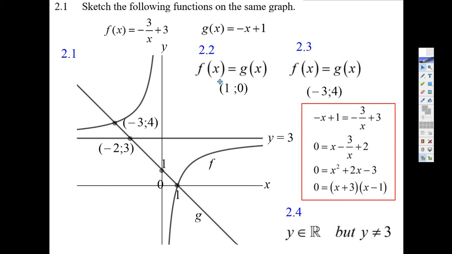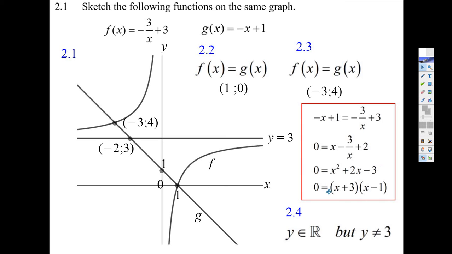What you do is you take f, which is minus 3 over x plus 3, and you let it equal minus x plus 1. Let the two functions equal each other. We could take away 1 from 3, and we'd get 2. We could add x to both sides, and that would give us x minus 3 over x plus 2. Now multiply both sides of the equation by x. X times x is x squared. Minus 3 over x times x, the x's cancel, and we just have minus 3. And 2 times x would be 2x.